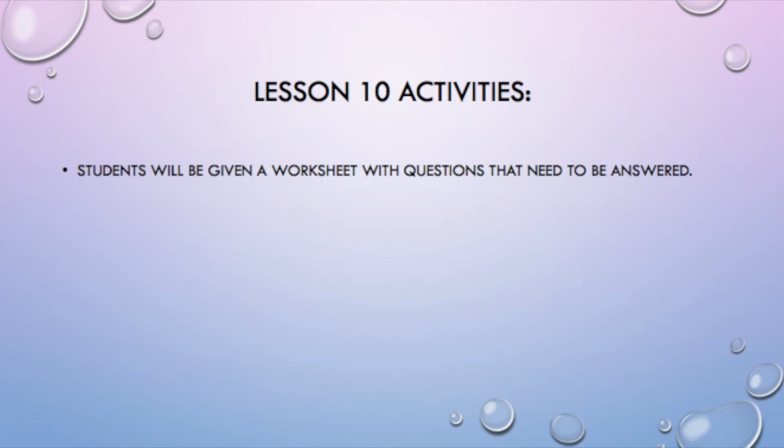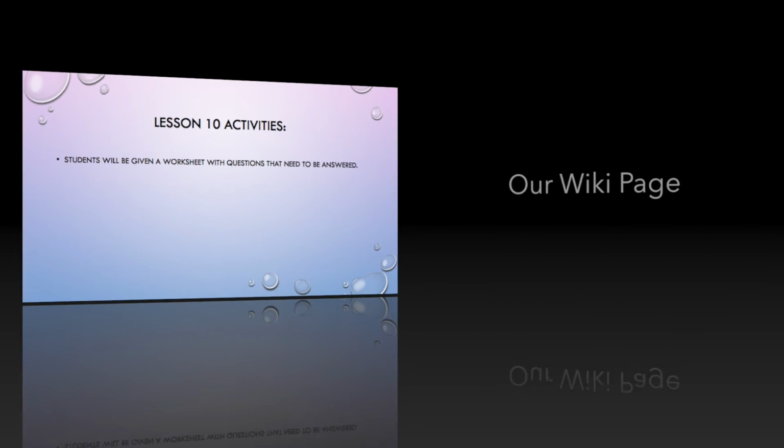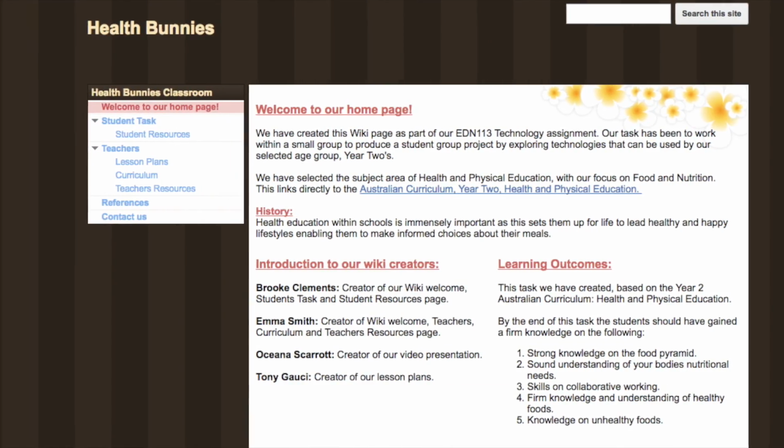After the assessment, the students will be asked to reflect individually on how they feel they went within the overall task. The activities for Lesson 10 include: students will be given worksheets with questions that need to be answered. The questions will reflect on the task. Examples of some questions are provided on our wiki page. Our wiki page. Here is some of the information you will find on our wiki page.